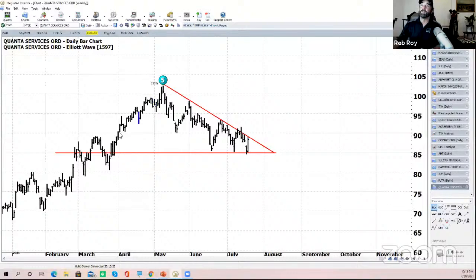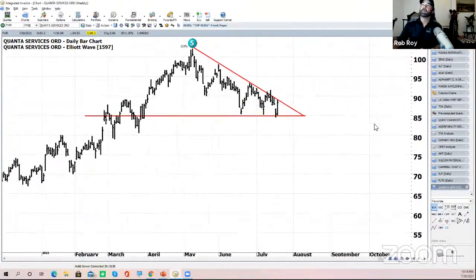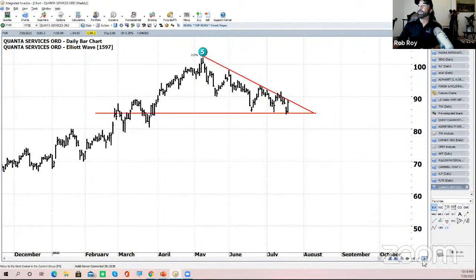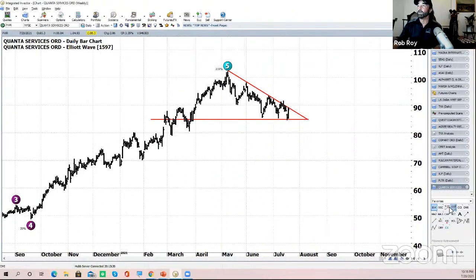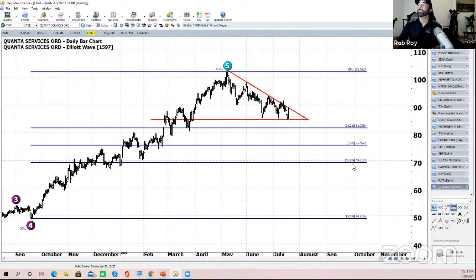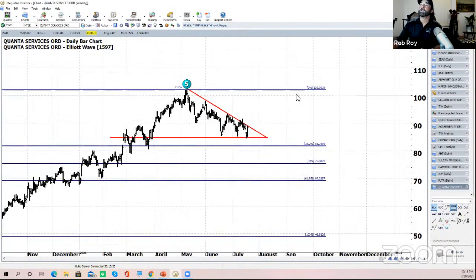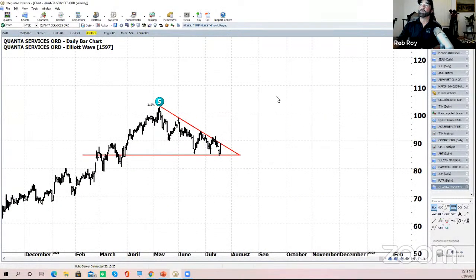It had a big extension, 215%. Wow, that's a big wave 5 extension. So if it does break, we can tell you where it's going just by looking at where the fib retracement is. If it breaks to the downside, 70 is probably where it's going. If it breaks to the upside, it's got to get back above 100.